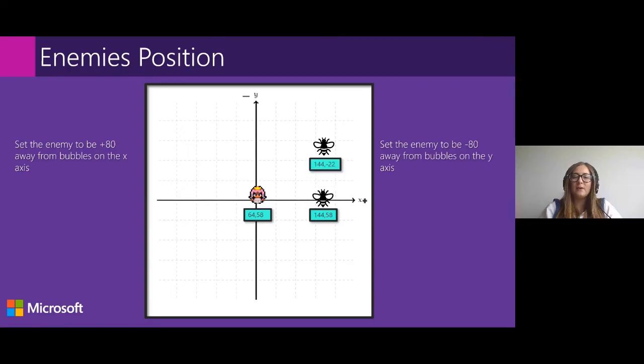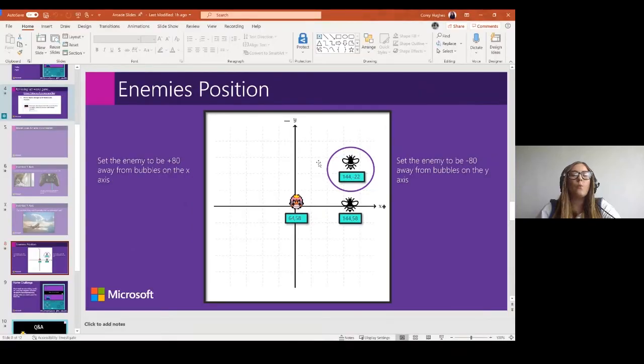I'm going to get minus 22. So in theory, what we're going to do next is input these plus 80 and minus 80, and that means our fly should come in around here to wherever Bubbles is on the screen. And this is going to make way more sense than when we actually work on it in Arcade.